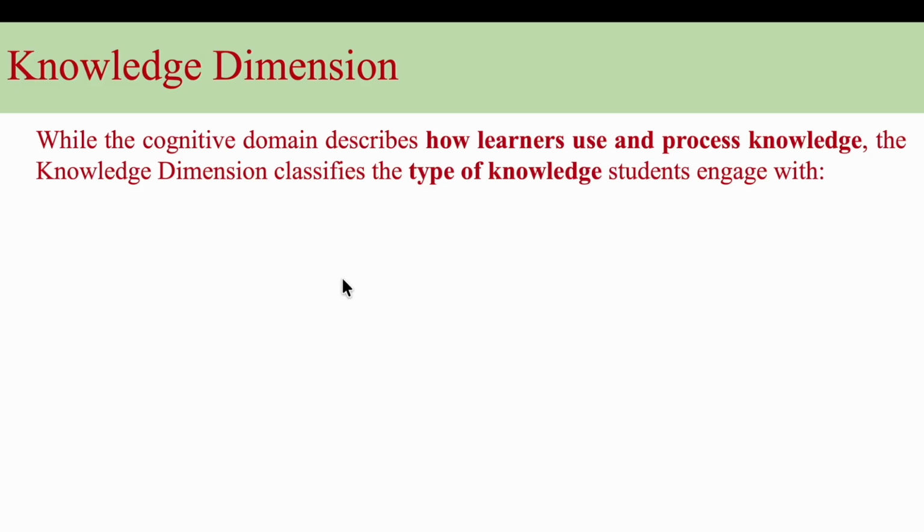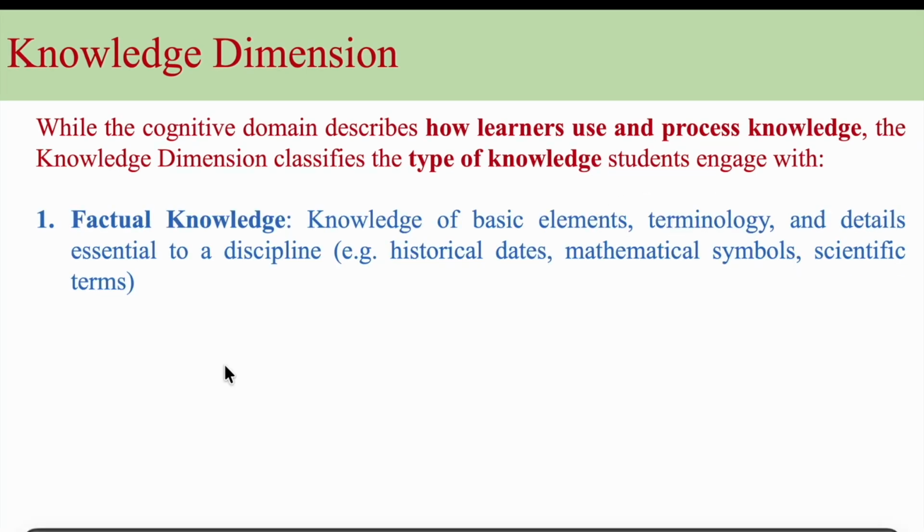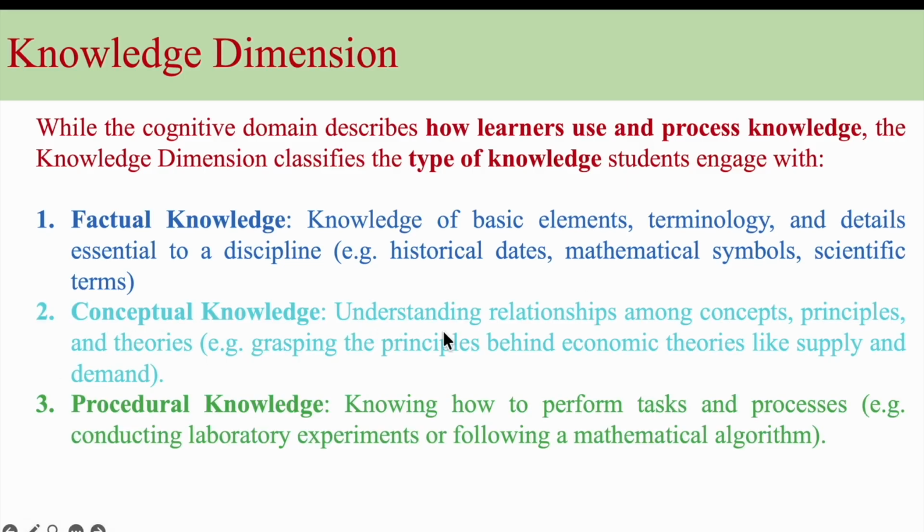While the cognitive domain describes how learners use and process knowledge, the knowledge dimension classifies the type of knowledge students engage with. The first is factual knowledge: knowledge of basic elements, terminology and details essential to a discipline, that is historical dates, mathematical symbols, scientific terms. The second is conceptual knowledge: understanding relationships among concepts, principles and theories, that is grasping the principles behind economic theories like supply and demand.